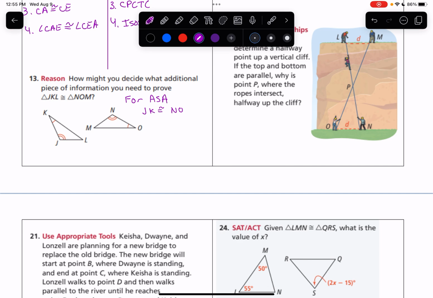But if we wanted to use angle, angle, side, we would need a different side length. There are two we could use. So for angle, angle, side, we would need to know either that KL is congruent to OM, or the other non-included side, JL, is congruent to ON. And we don't need to know both of those pieces, just one or the other to use angle, angle, side.